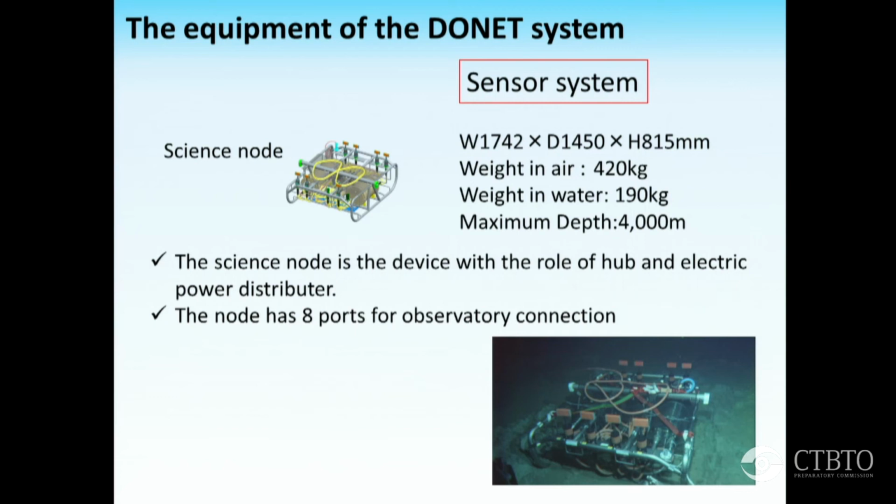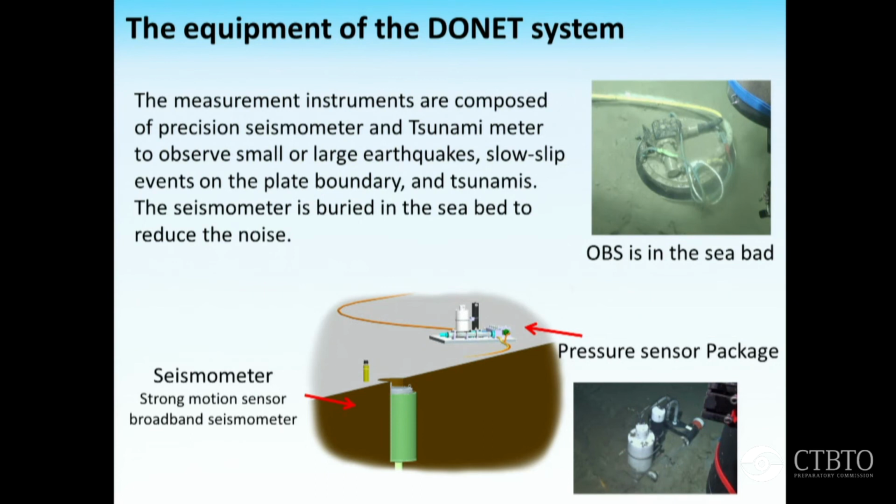Next slide. This is a measurement instrument composed of the precise seismometer and the tsunami meter, to observe small and large earthquakes, and slow slip events on the plate boundary, and tsunamis. The seismometer is buried in the seabed, which reduces the noise. It's very important, especially because the broadband seismometer is very sensitive to low frequency noise. So the buried system is very important. Next slide.